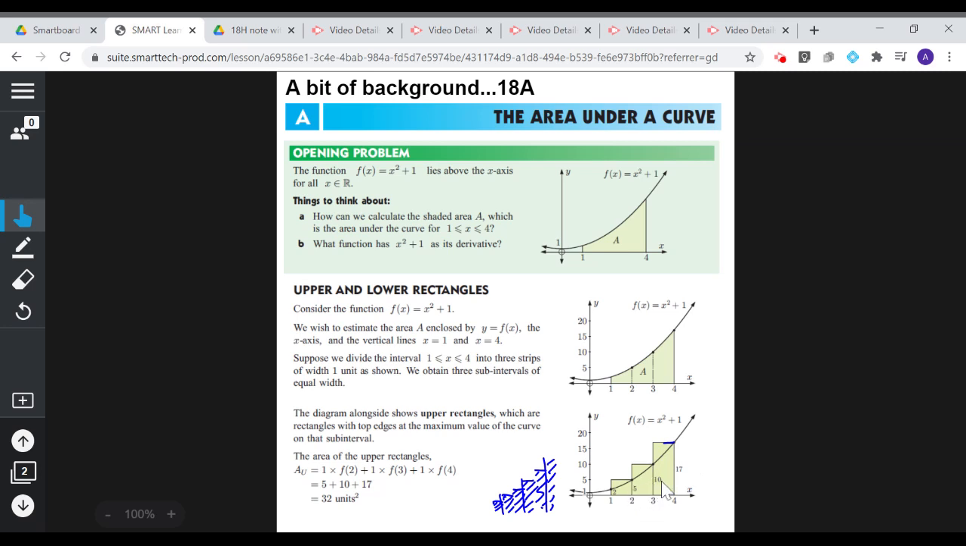But I can see that that's actually too much, right? I've got all this green space here that's above the curve, and I only want the area under the curve. So these rectangles, which we call the upper rectangles, because I'm going to the far end of my rectangle and drawing my rectangle across, that's an overestimate of the area.